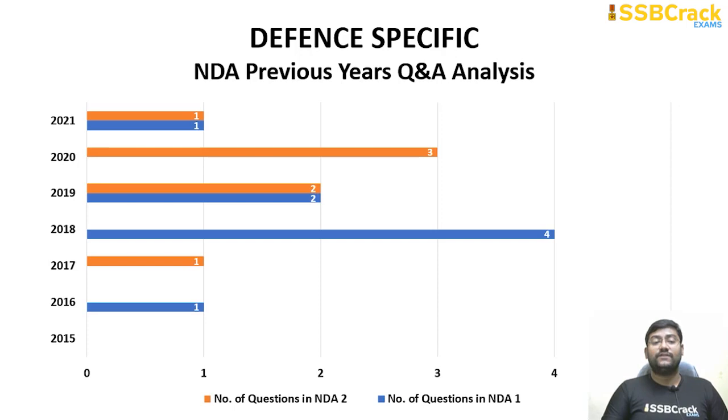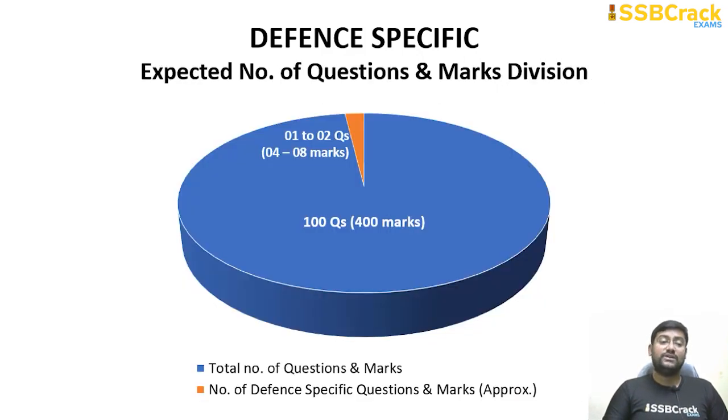So finally, defense specific is the least important part of your entire preparation, because only 1 or 2 questions are asked from this section. So going through the same trend, 1 or 2 questions can be expected even in this attempt also. So it can fetch you somewhere around 4 to 8 marks.